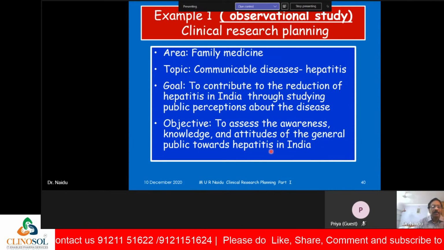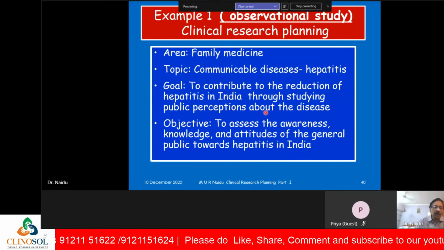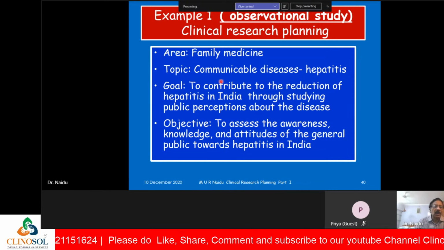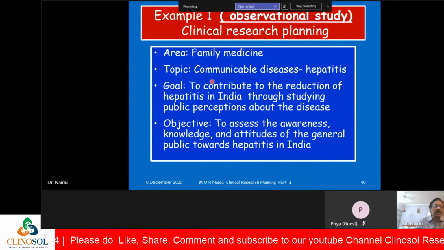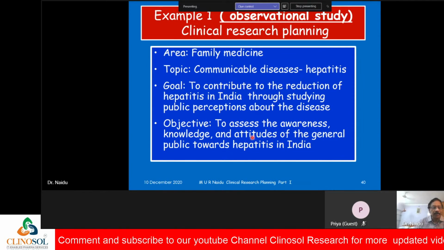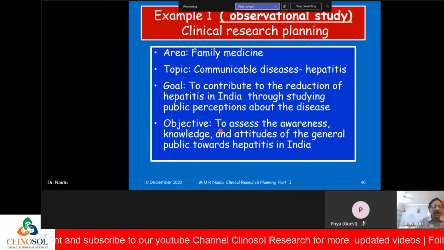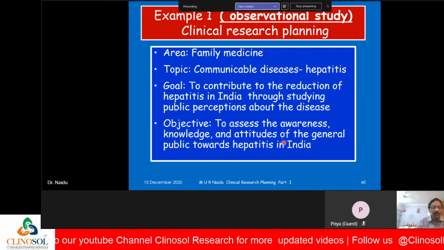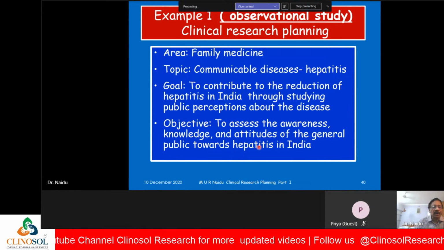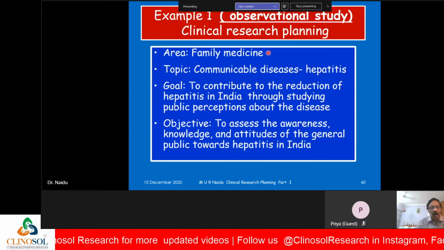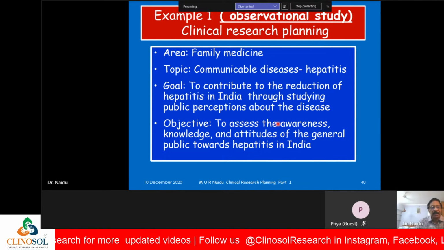For example, suppose they found that hepatitis was very common in a particular area of the town where they get the water supply from origin X. That means I think water is responsible for causing more hepatitis, and then we will come up with an observational study: if we use good quality water, we can definitely control hepatitis. So this is an observational study that we can do.